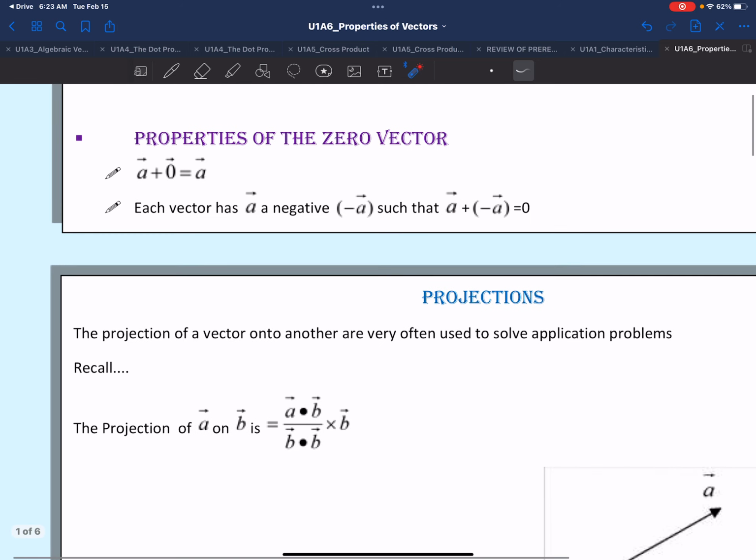We've also mentioned the properties of the zero vector, which states that vector A plus vector 0 would give vector A, and each vector has a negative or an opposite, such that, for example, if the vector is called A, when you add the opposite of it, then it will give vector 0.